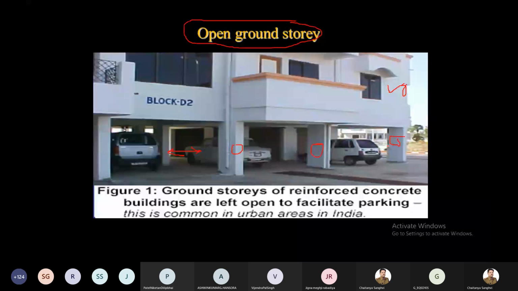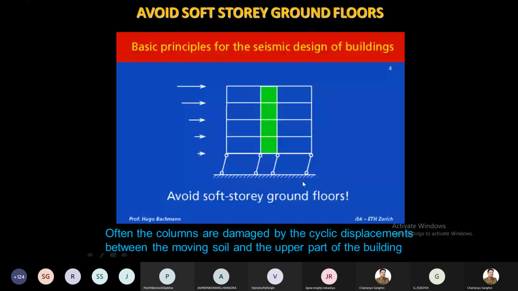So the ground floor is flexible because only columns are there. On the first floor, you have column plus wall. So there is a huge difference in stiffness. The stiffness of the first story is high as compared to the ground story. The stiffness of the ground story is very less as compared to the first floor. And what is going to happen due to this? Again you can see this is the open ground story. So what is going to happen then?